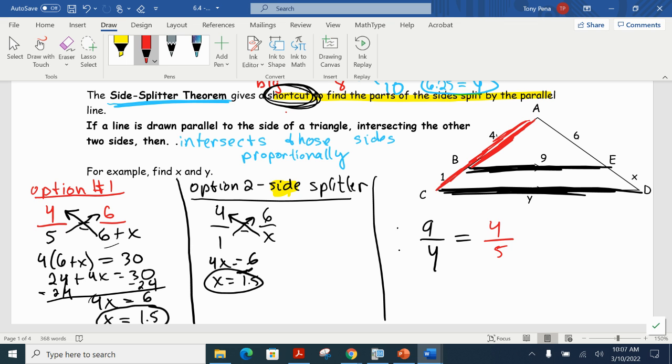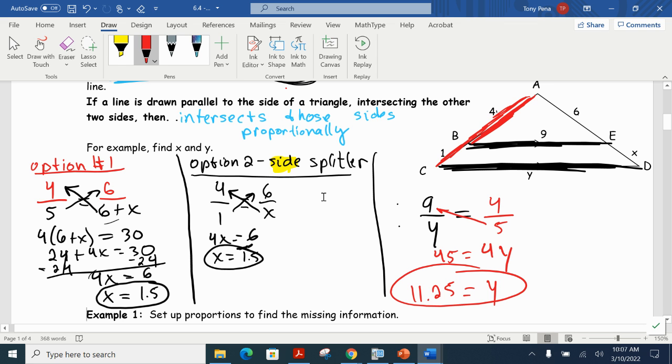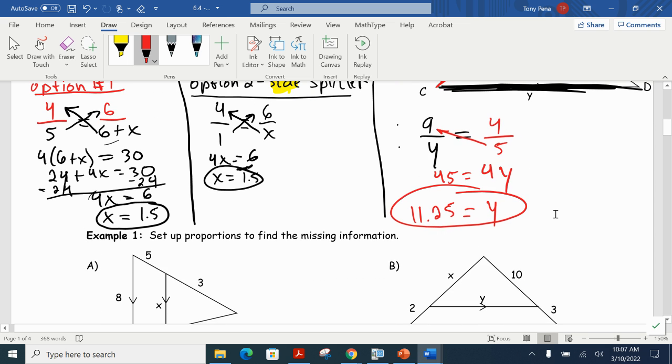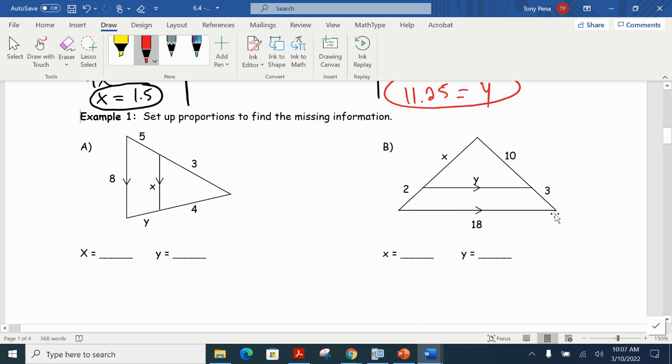All right. And then these are super easy. Cross multiply. Divide. And that should give you 11.25. Okay, so that's our proportions for those. Okay, so now with that, let's go to letter A.